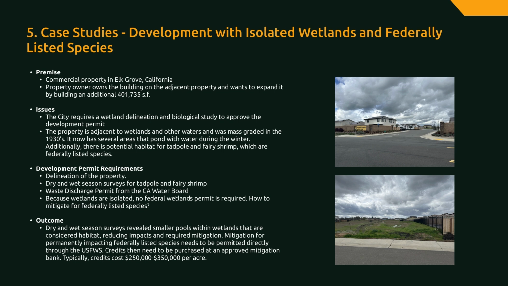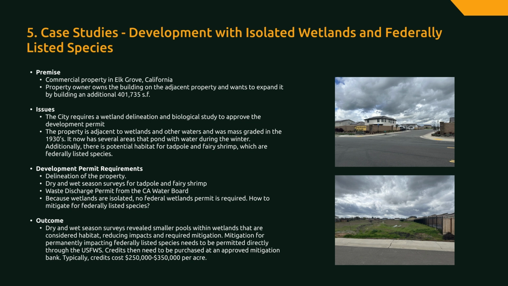However, it is now home to several areas that are ponding water during the winter and are considered jurisdictional wetlands. Additionally, there is potential habitat for vernal pool, tadpole, and fairy shrimp, which are considered federally listed species. And now, because the wetlands are isolated, no federal wetlands permit may be required. The question is, how do we mitigate for federally listed species?